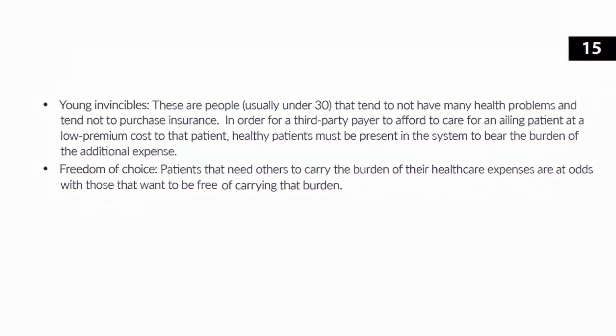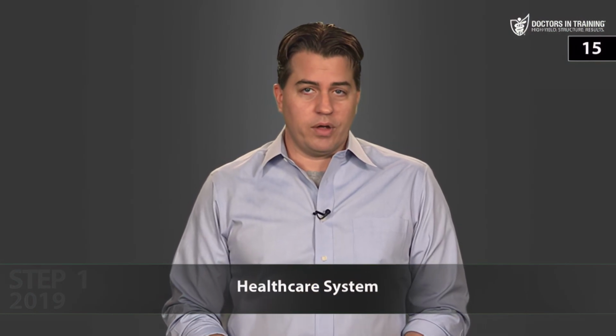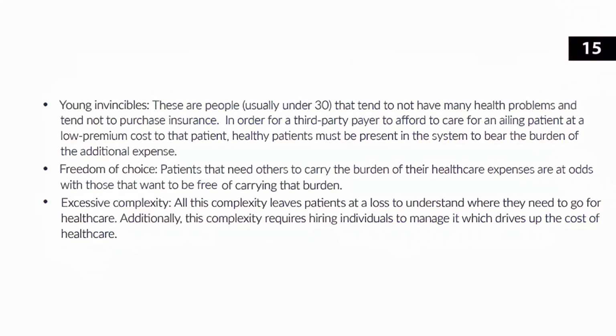Freedom of choice. Patients that need others to carry the burden of their healthcare expenses are at odds with those that want to be free not to have to carry that burden. So the 80-year-olds are saying, come on, young guys, help us out here. And the young patients are saying, I don't want to pay for health insurance. I don't even need insurance. So there has to be a meeting in the middle somewhere, and that is what makes the health insurance system so complex. And the next one is excessive complexity.